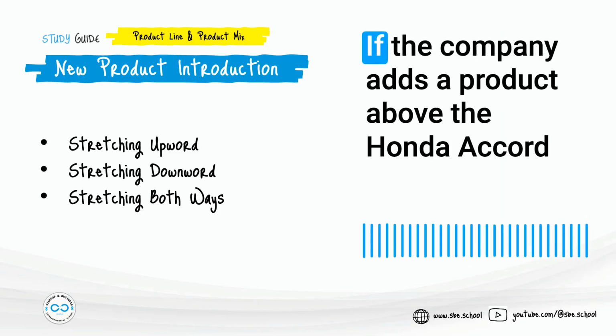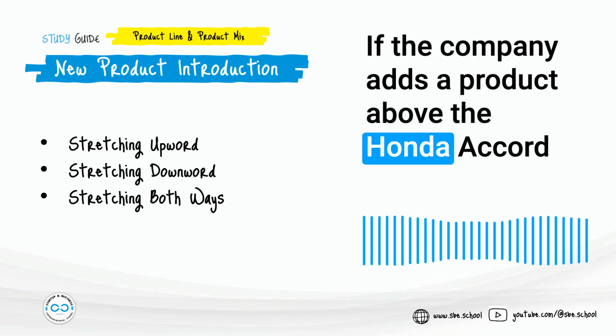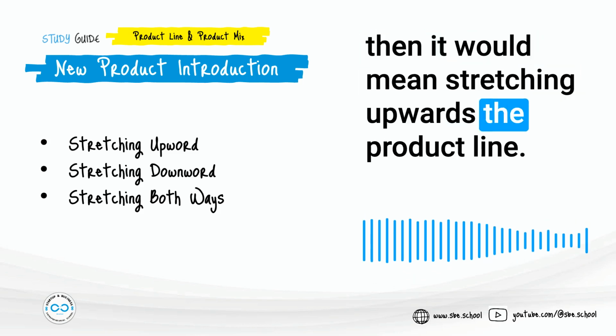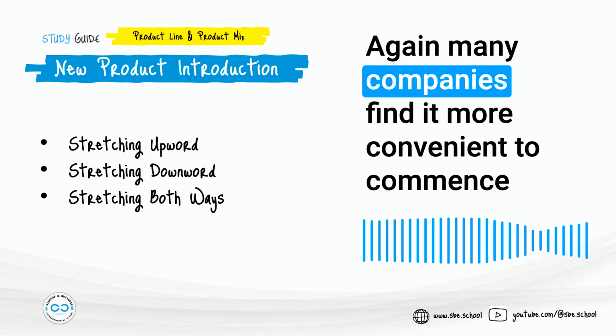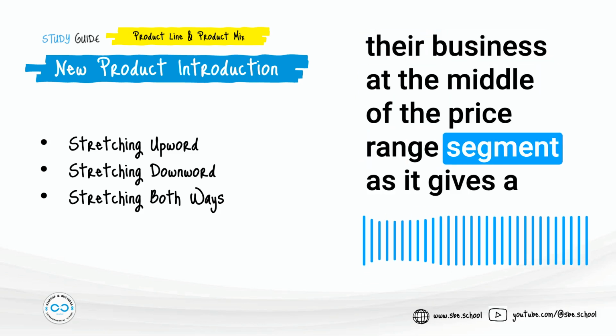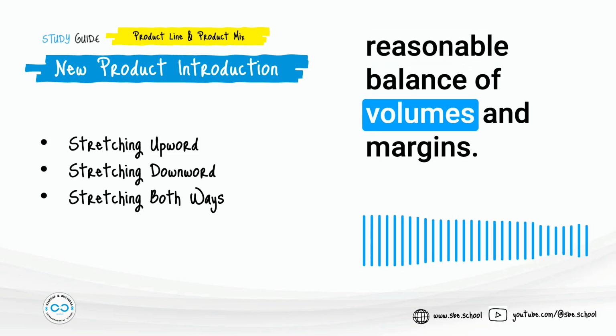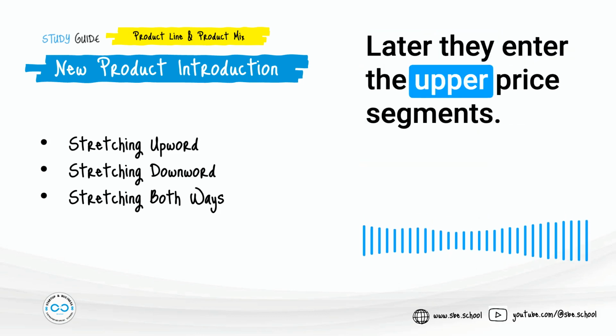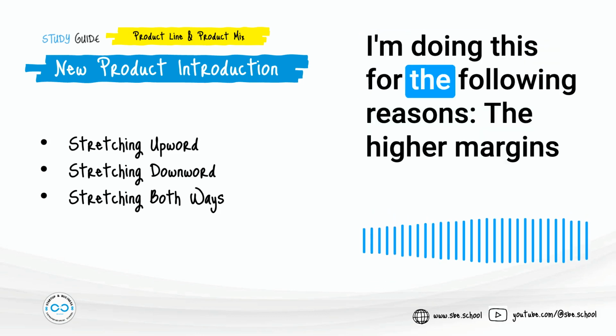Two, stretching upwards. If the company adds a product above the Honda Accord, then it would mean stretching upwards the product line. Again, many companies find it more convenient to commence their business at the middle of the price range segment as it gives a reasonable balance of volumes and margins. Later, they enter the upper price segments. They do this for the following reasons.